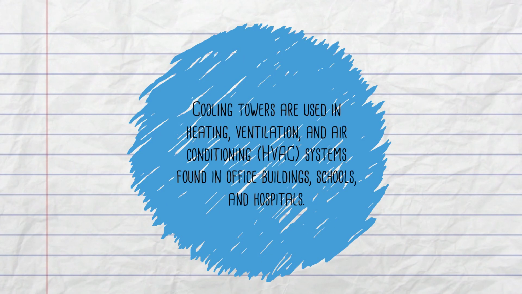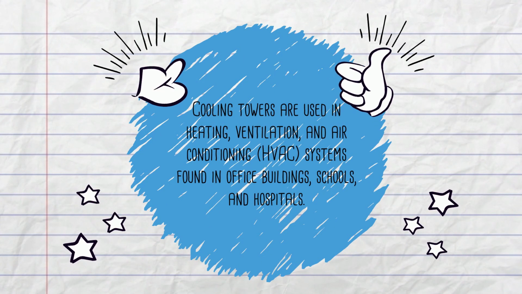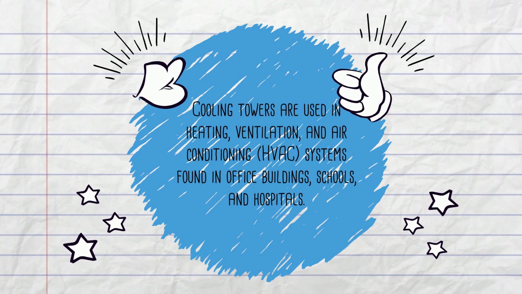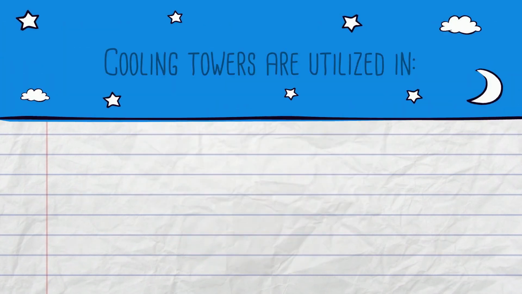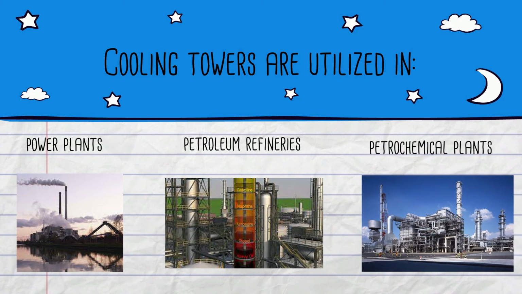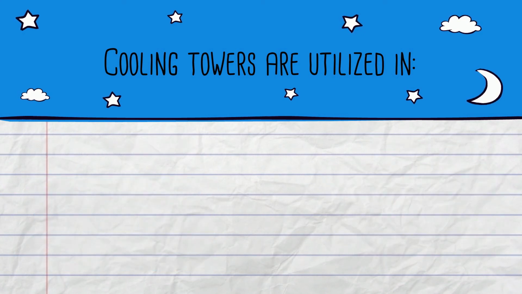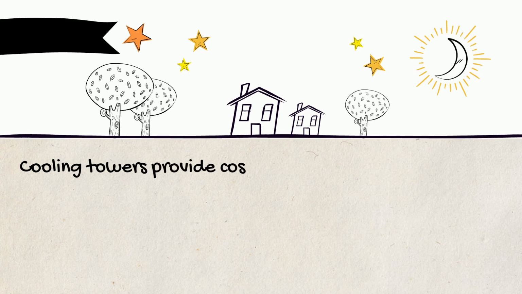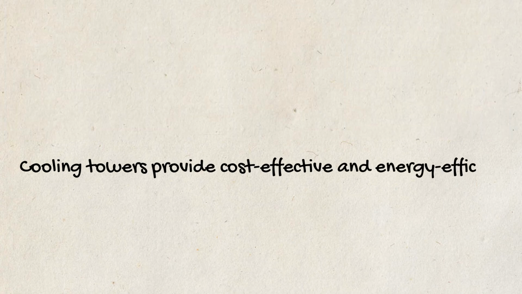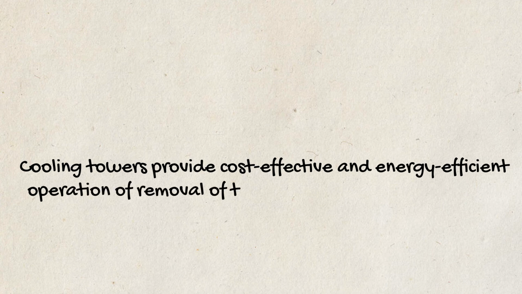Cooling towers are used in heating, ventilation, and air conditioning (HVAC) systems found in office buildings, schools, and hospitals. Cooling towers are utilized in power plants, petroleum refineries, petrochemical plants, natural gas processing plants, and food processing plants. Cooling towers provide cost-effective and energy-efficient operation for removal of the heat absorbed in circulating cooling water systems.